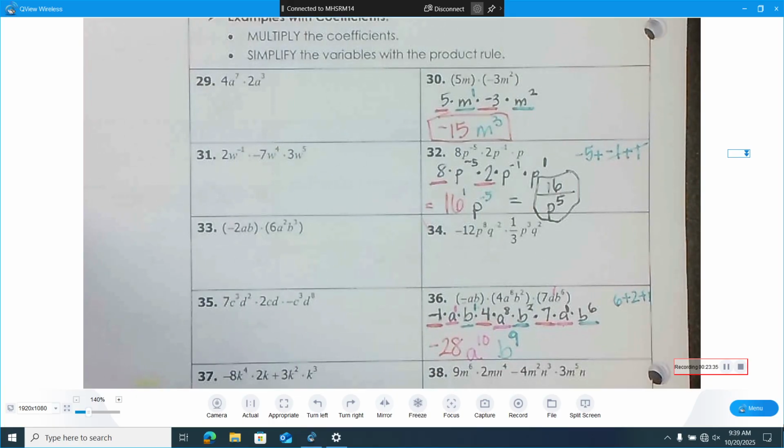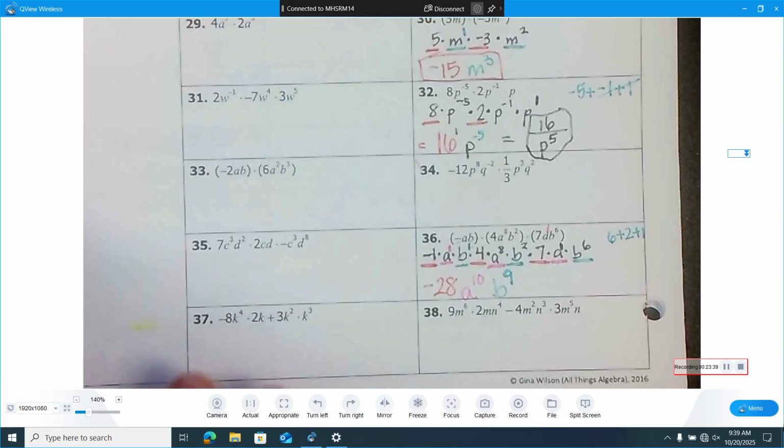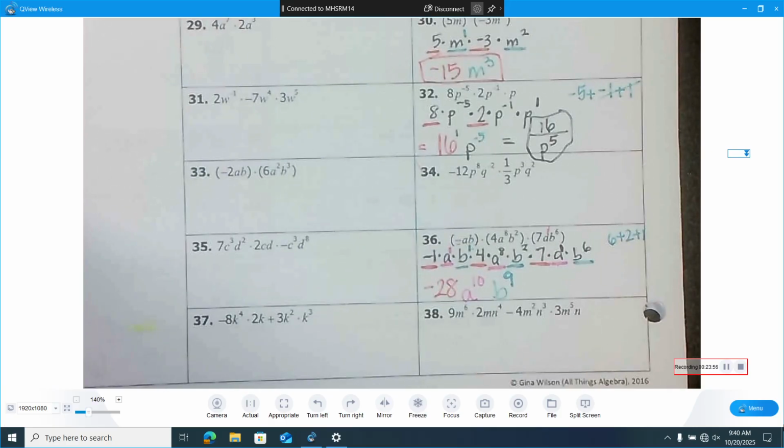Do you have questions for me? No? All right, last one here. Why is 38 different? It has a subtraction in it. Very good. This is a tricky one.